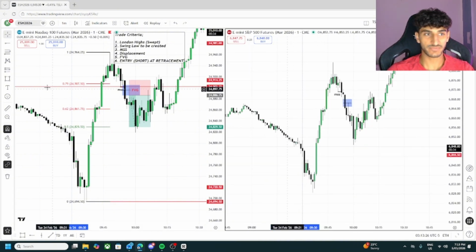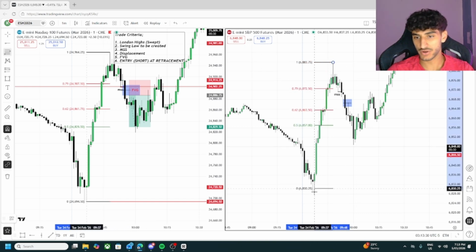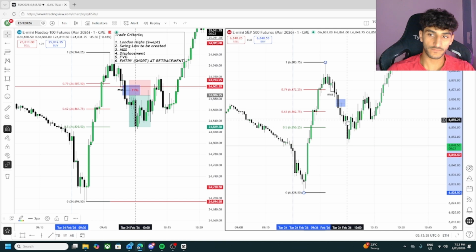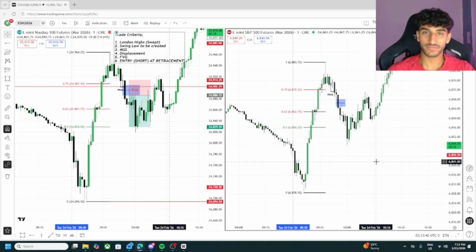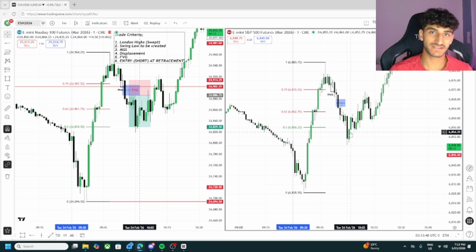Now, another thing that I want to mention to you guys is that if you look onto the right hand side on S&P 500, you see that we actually hit 50% of the range around the middle of this 10 a.m. candle. So what I did actually is I took 50% off my trade as soon as price hit 50% on S&P 500. 50% of the trade was off as soon as ES hit the objective first.